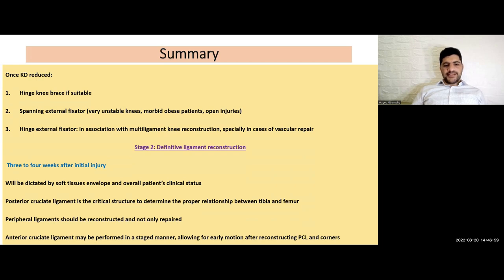BCL is the critical structure to determine the proper relationship between tibia and femur. Peripheral ligament should be reconstructed, not only repaired. ACL may be performed in a staged manner.